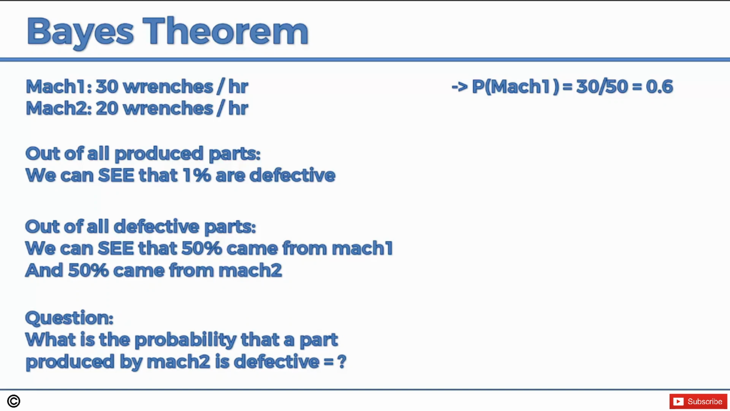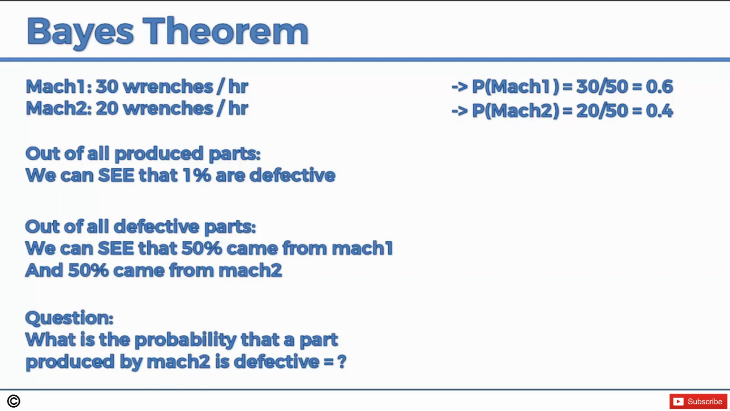Right? So if we're producing 30 from machine 1 and 50 overall per hour, that means the likelihood of any given wrench to be from machine 1 is exactly 30 divided by 50, or 0.6, or 60%. Similarly, the likelihood of that wrench being from machine 2 is 20 over 50, or 40%. All right, great. So we're going to write those down and keep them there for now. Now let's see what we can get out of the second line.